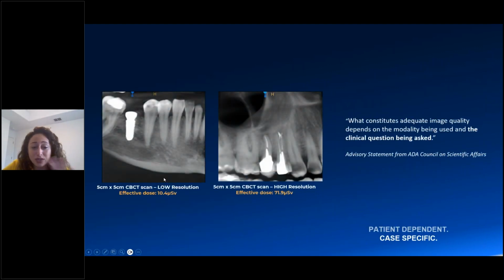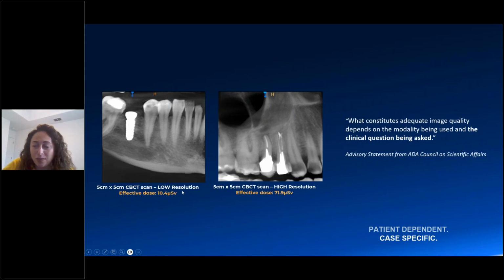So 2 scans, different locations, different resolution. They are answering a different question. So in the posterior mandible of that implant, we're just making sure that that implant is placed in the proper angulation, that it's properly integrated, and this just takes 10.4 microsieverts. So if we had taken a PA, we would have the same effective dose.